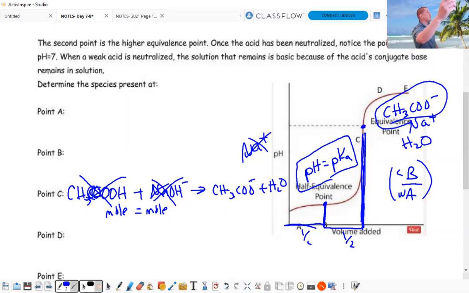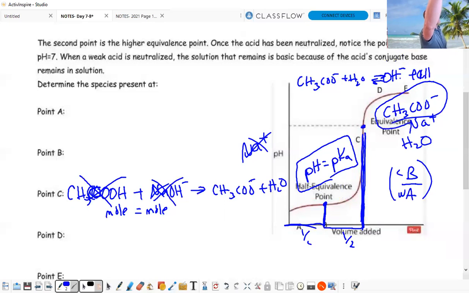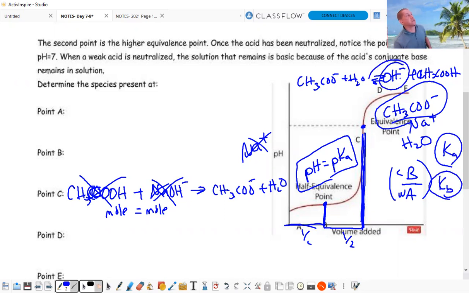So now we would have to do a hydrolysis calculation. We take that CH3COO minus, we add it to water, we do an equilibrium, we get OH minus because we're donating, and we get CH3COOH. You're going to have the Ka for the acid, but we need the Kb because it's OH minus. So all of those calculations, again, that we've been practicing.